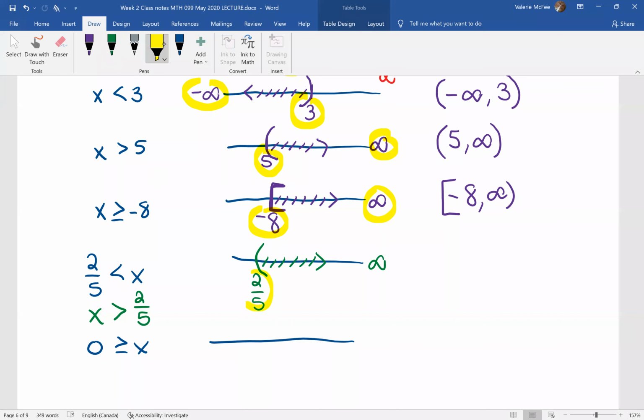For interval notation, we're using the endpoints in order. Infinity is always round, and for this question, so is 2/5. Pause your video, try the last one.